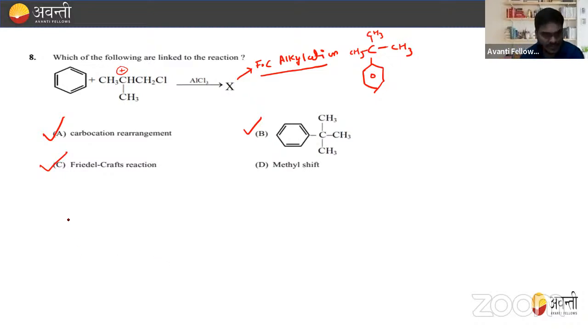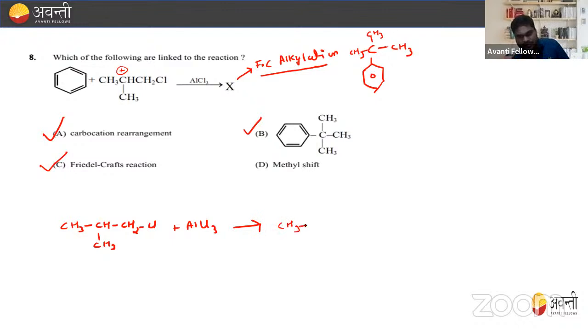If you see the mechanism, we can observe that this is CH3, this is CH, this is CH2, this is Cl, and this is also CH3. When they are treated with AlCl3, we know that AlCl3 acts as the Lewis acid. They have a tendency to accept electrons. So they will become CH3, CH, CH3, CH, and CH2 having the positive charge, right?